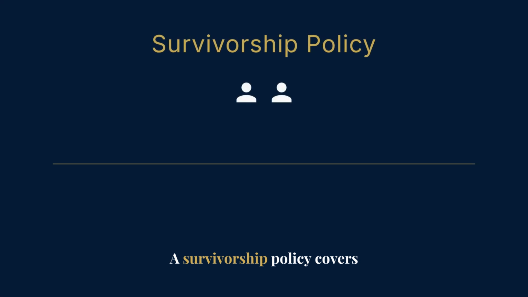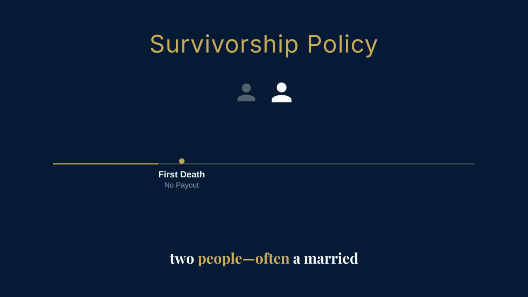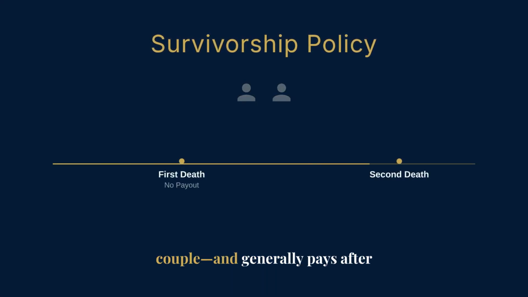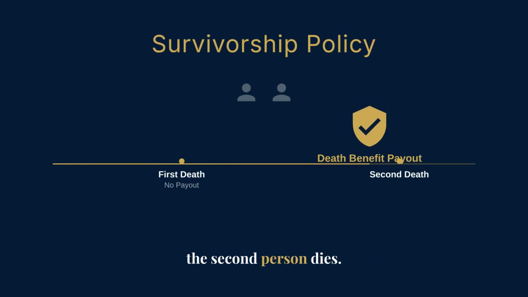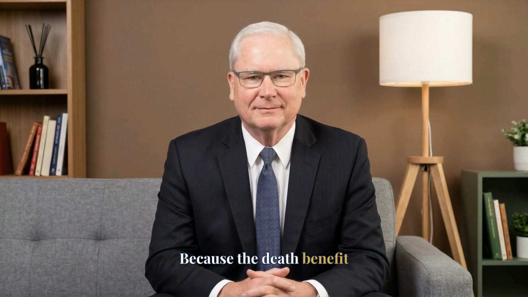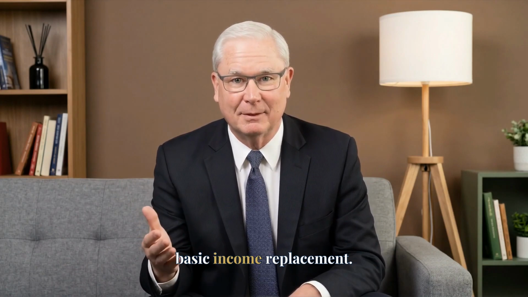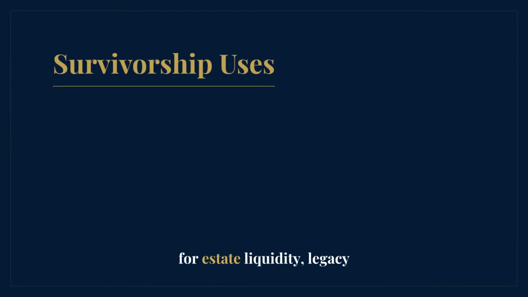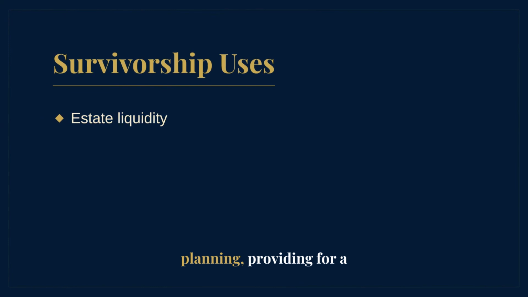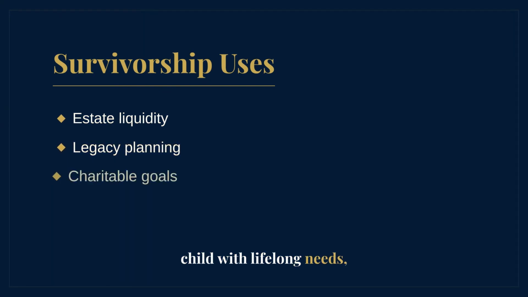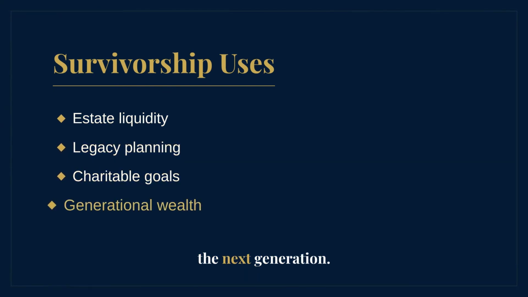A survivorship policy covers two people, often a married couple, and generally pays after the second person dies. Because the death benefit is not paid after the first death, this type of policy is usually not designed for basic income replacement. It may be used for estate liquidity, legacy planning, providing for a child with lifelong needs, or transferring wealth to the next generation.